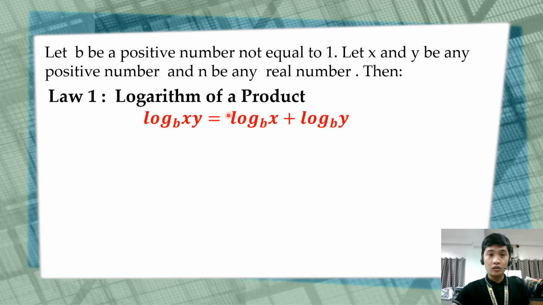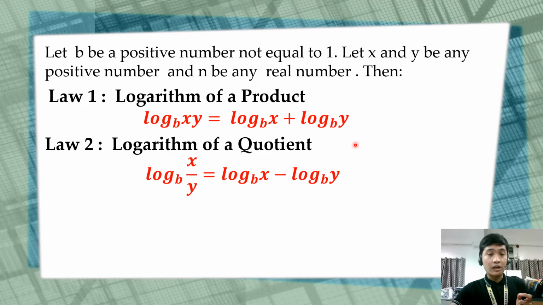The first one is law 1, or the logarithm of a product. The formula or pattern that we are going to follow in the first law of logarithm is logarithm of xy base b is equal to logarithm of x base b plus logarithm of y base b. The only thing that you need to remember in the first law is that every time you multiply two positive numbers and relate it to a logarithmic expression, we add them as the result. So again, the logarithm of xy base b is equal to logarithm of x base b plus logarithm of y base b. That is the first law of logarithm.